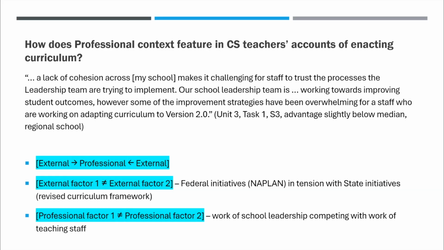So these tensions were described as contributing to staff burden, low trust in the school, and a sense of overwhelm when translating the external context into their school setting. So contrast with the first example, where the professional context was a mediating factor of things coming down the line to teachers.